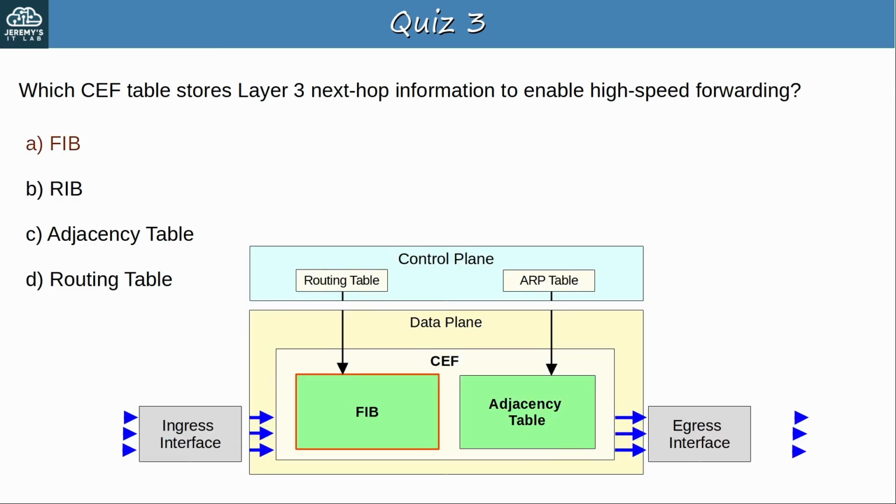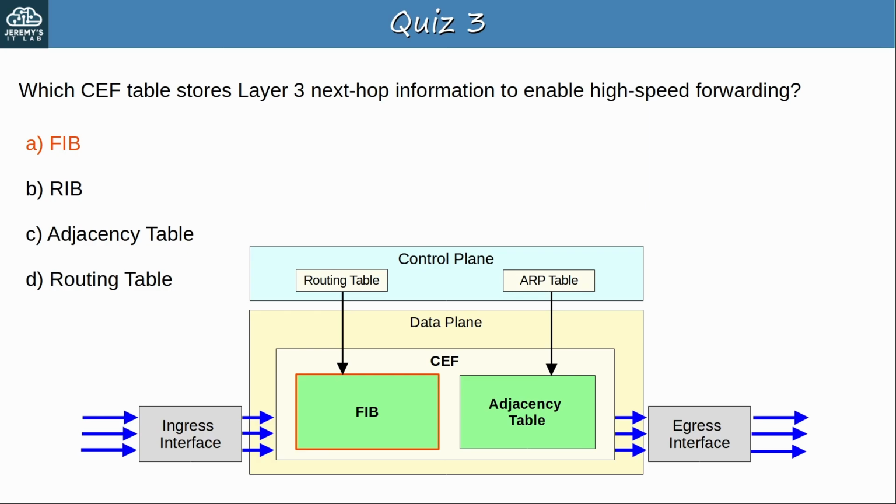Okay, the answer is A, the FIB. The forwarding information base is built based on the routing table, also known as the RIB, and the FIB is updated as the RIB is updated. The FIB contains layer 3 next hop information to allow the router to rapidly forward packets. B, RIB, is the routing information base, another name for the routing table. It is used to build the FIB, but the RIB itself does not enable high-speed forwarding. And C, adjacency table, is the CEF equivalent of the ARP table. It is used to encapsulate packets with a proper Ethernet header.